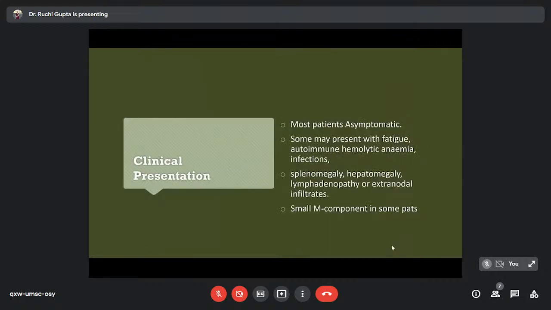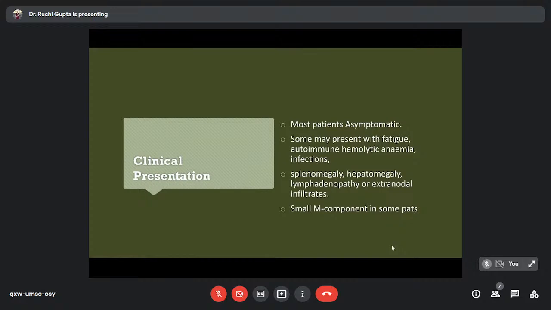Clinically, if you see the majority of the patients referred, some of them might just be asymptomatic, and some degree of lymphocytosis has been observed. Some may present with fatigue or features of autoimmune hemolytic anemia, infections, splenomegaly, lymphadenopathy, and so on. A small M component might also be seen in a very small percentage of patients.